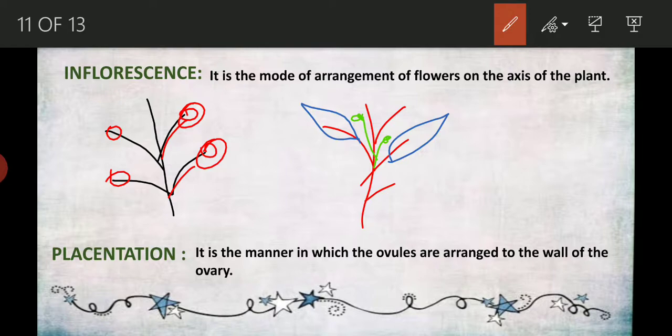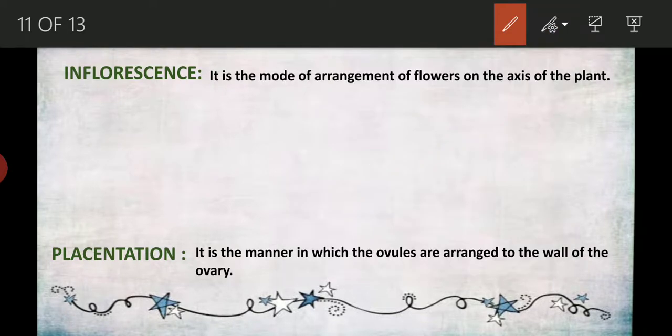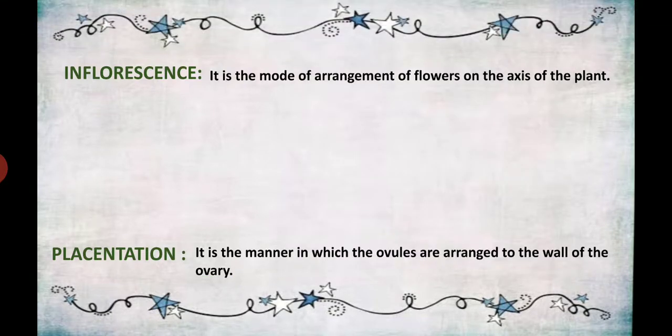What is placenta? I have already told you that placenta is the tissue which attaches the ovule to the wall of the ovary. So what is placentation? Placentation is the manner in which the ovules get arranged, or you can say attached, to the wall of the ovary. Ovules turn into seeds when the fruit gets matured. This is the fate of ovules: they turn into seeds in a mature fruit.